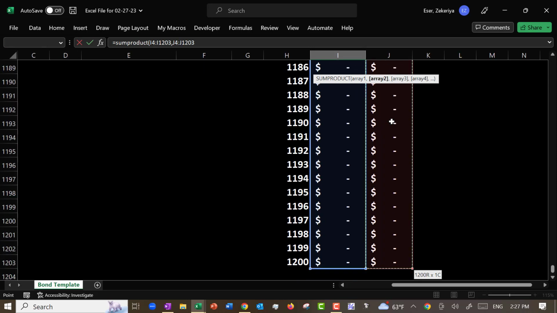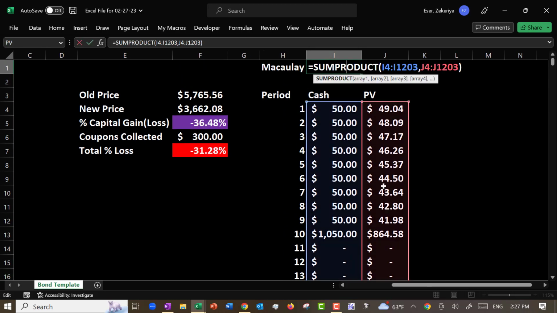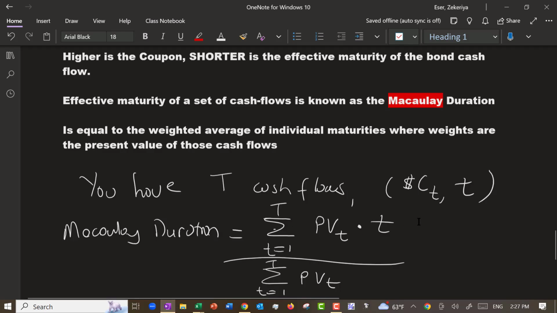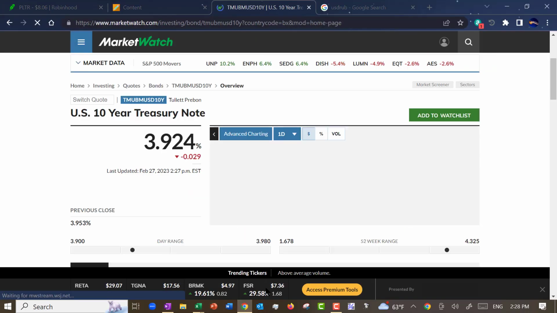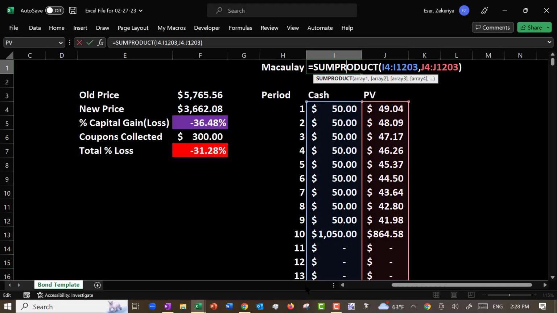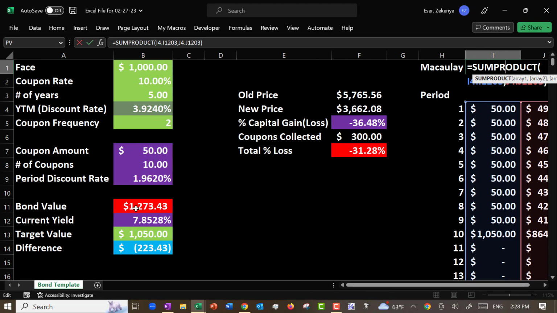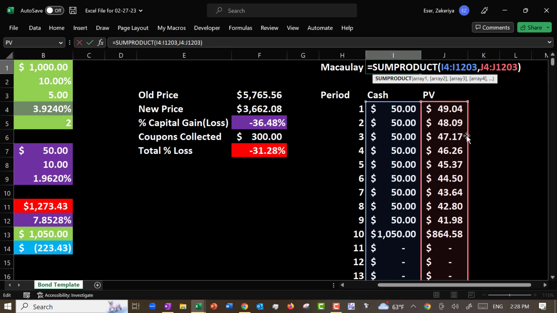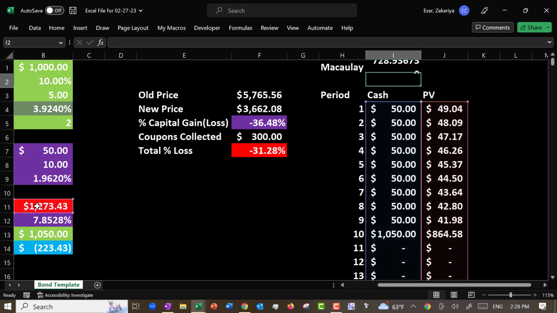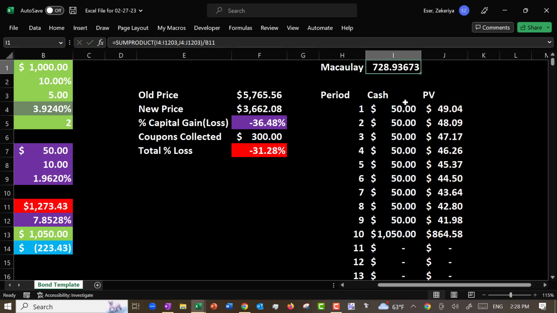And I got too many unnecessary zeros, but depending upon the case, they may not be. This is, if you look at the formula, the numerator of the formula, okay? And all I have to do is divide that by the bond value. That is number of periods, right? Wait a minute. Oh, stupid me.